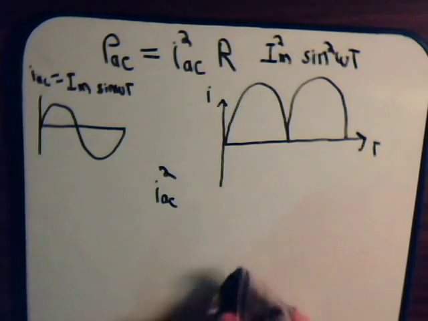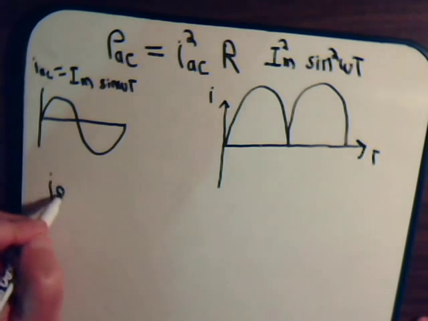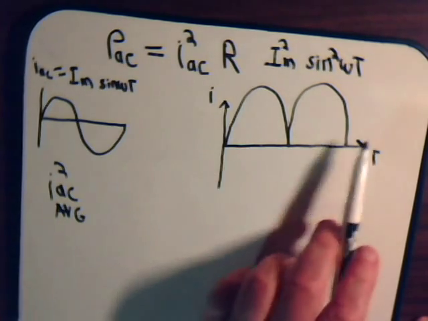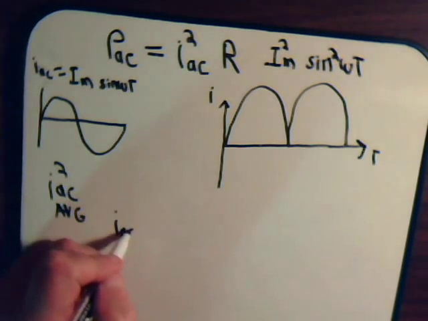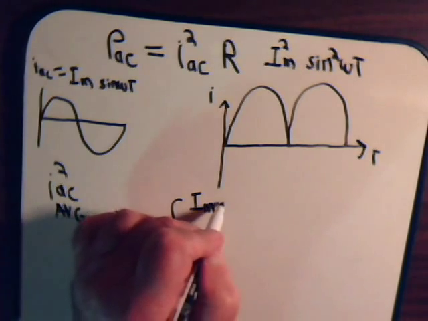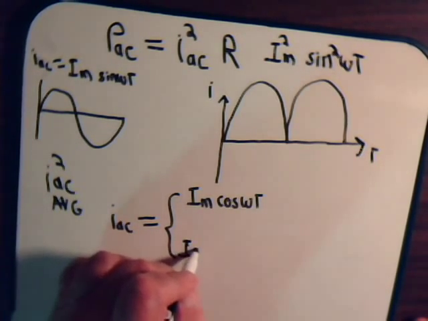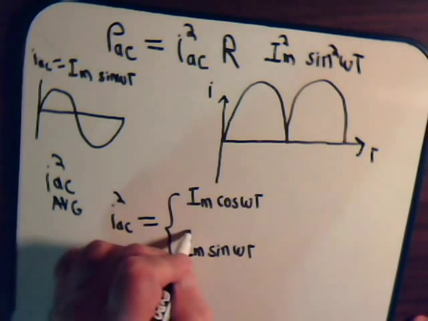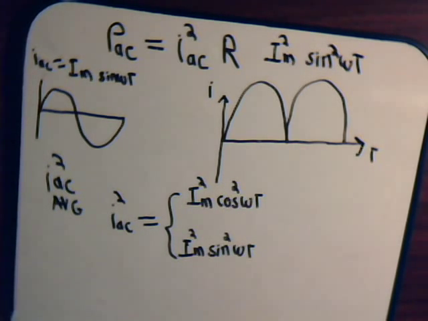So if we want to find an average power, then we have to consider the average value of this, or in this case, the average current. So how can we do that? Let's first say that IAC, our current source, could be a cosine wave or a sine wave. Either one, it's going to work out to be the same. Now we have this squared.